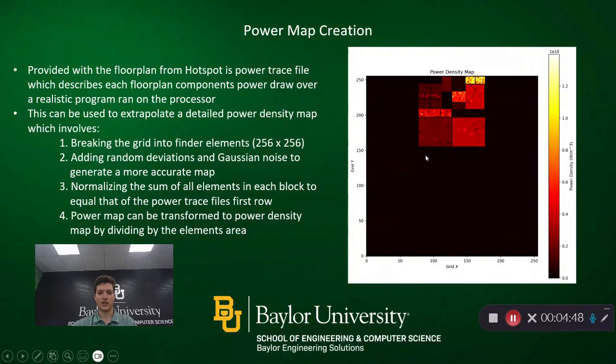and then I added some random noise in there to get a more realistic interpretation, so have every major block constant. This was all normalized so that the sum of the power was still the same. It was like 59 watts for the chip at that specific time interval. And then transforming to a power density map, it just divided the power each block element used by the area of the block element.